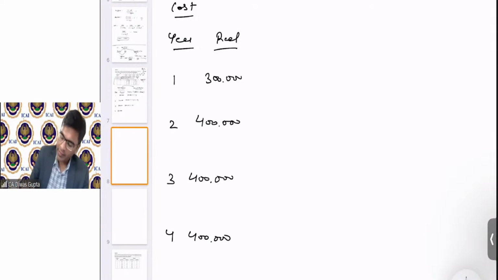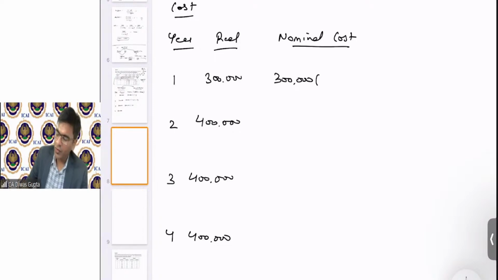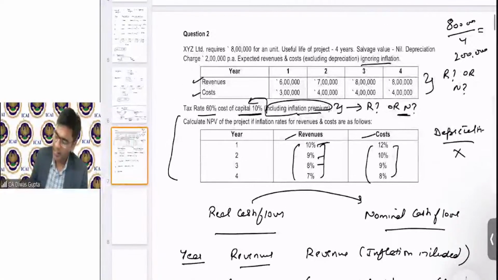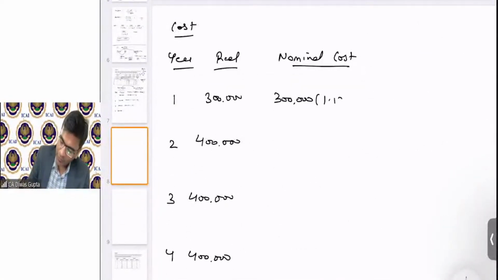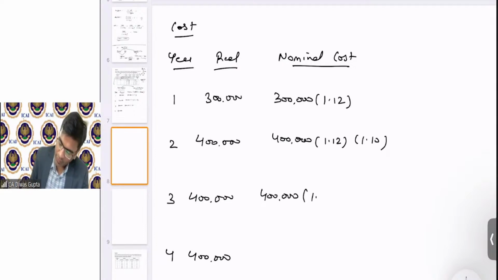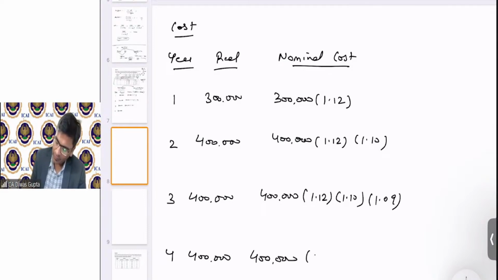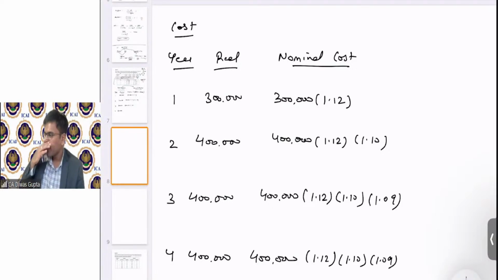So 3 lakh, 4 lakh, 4 lakh, 4 lakh. The nominal cost will be 3 lakh. For cost, what is the inflation increase? 12, 10, 9, 8. So 4 lakhs times 1.12, then 1.10. Then again 4 lakhs times 1.12, 1.10, 1.09. Again 4 lakhs times 1.12, 1.10, 1.09 and 1.08.